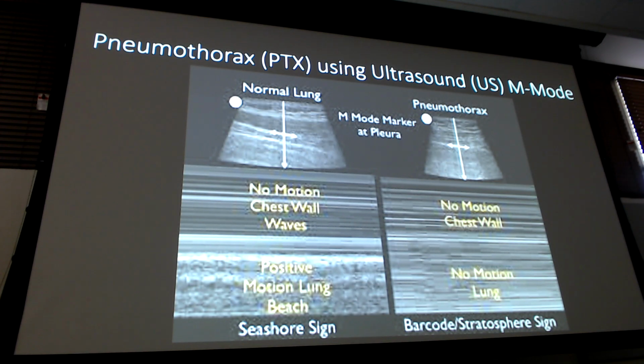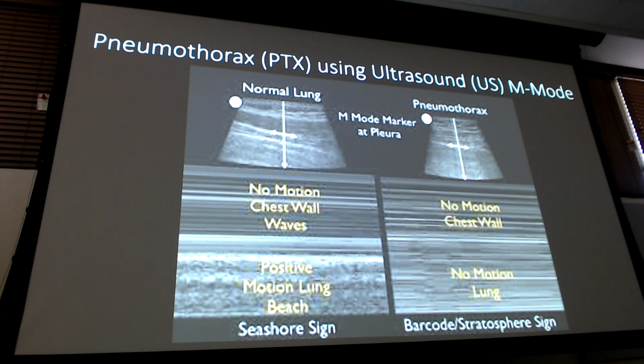Beach, ocean, sky, I'm relaxed. I have a drink in my hand, I'm hanging out because this patient doesn't have a pneumothorax. No worries. Okay? Call me Kenny Chesney. So, that's how you can tell the difference between the two.